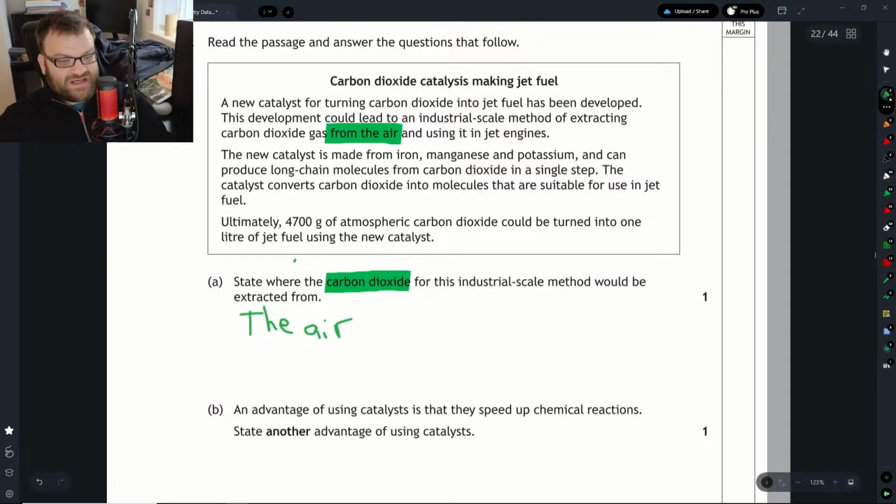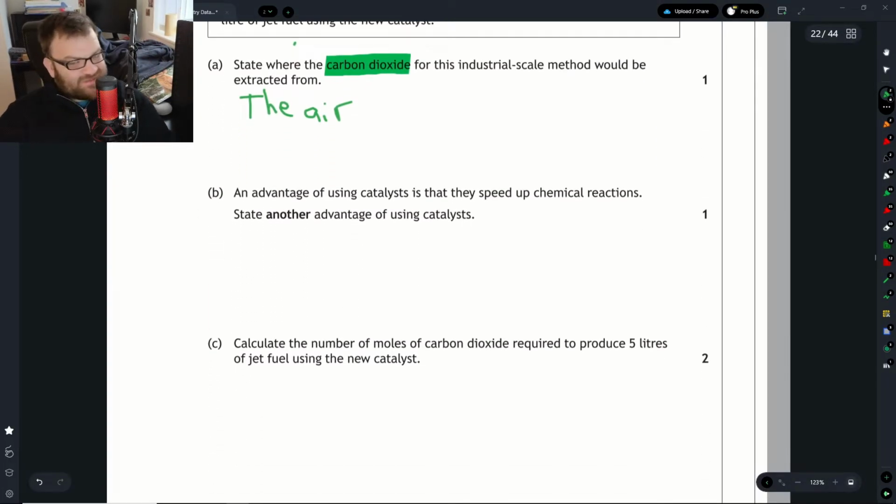It doesn't tell you in here, so this is just from your knowledge. A catalyst speeds up a chemical reaction. It is not used up in the reaction. It remains unchanged, whichever way you want to word it.